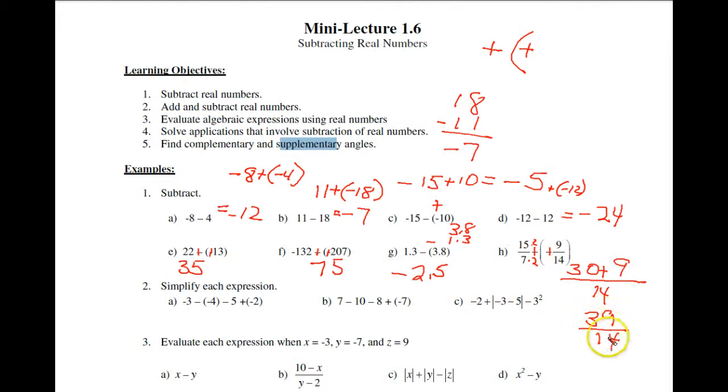Now, sometimes they would want you to convert it to a mixed number. 14 goes into there like twice, and there's a remainder. You put that over 14. Okay, but they're not asking to do that. Okay, let's go on.